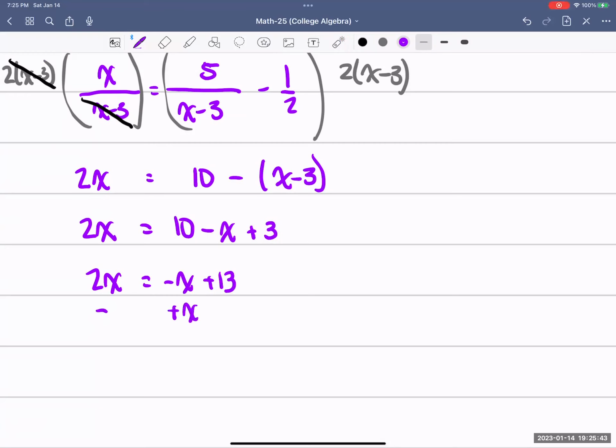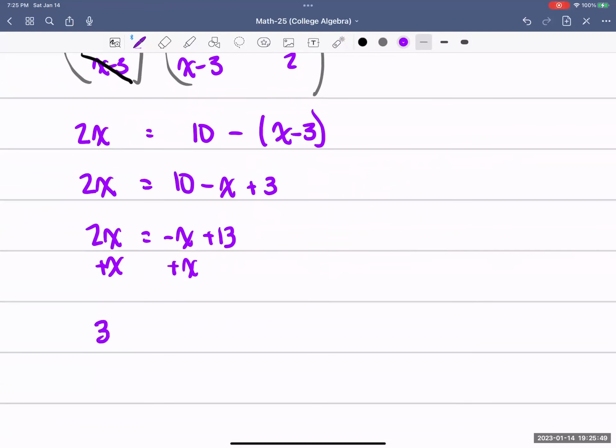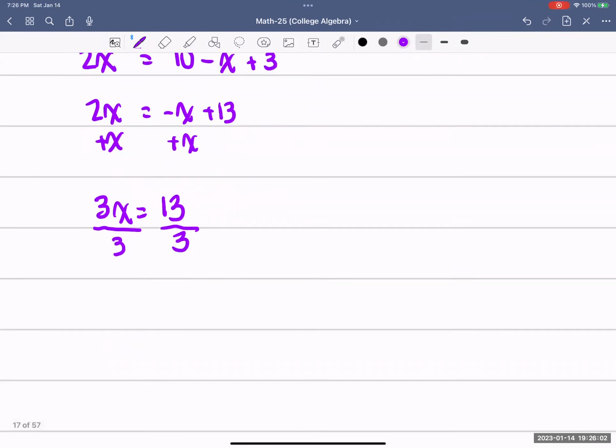Add x to both sides to get all of the variables over to the left side. That leaves us with 3x is equal to 13. And lastly, to get x by itself, to isolate the variable, we're going to divide both sides by 3, leaving us with x is equal to 13 over 3.